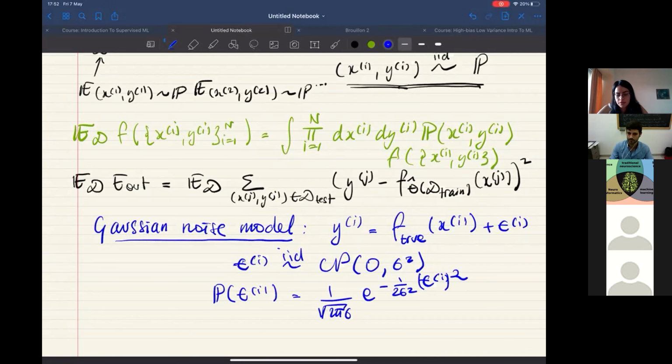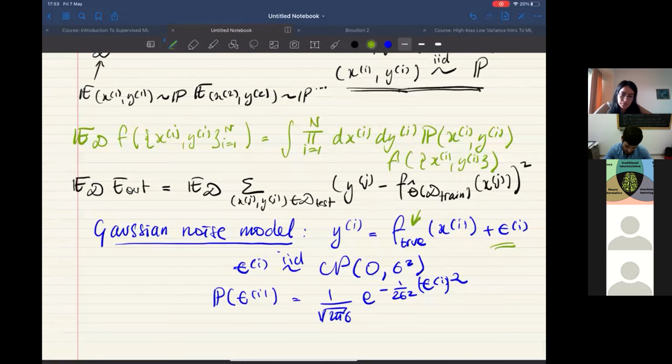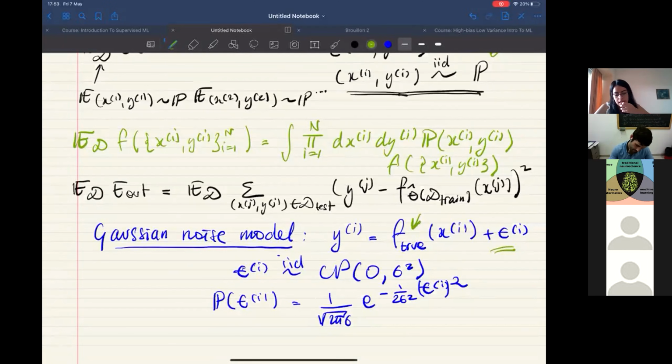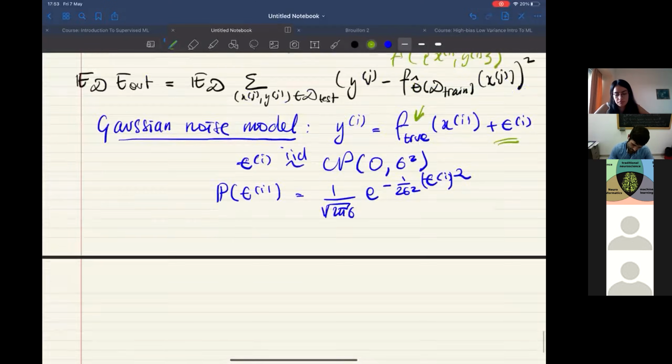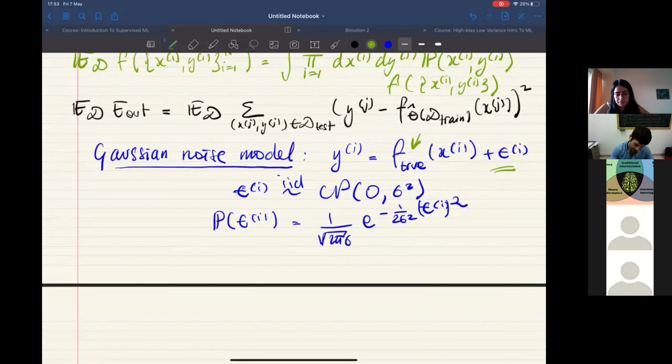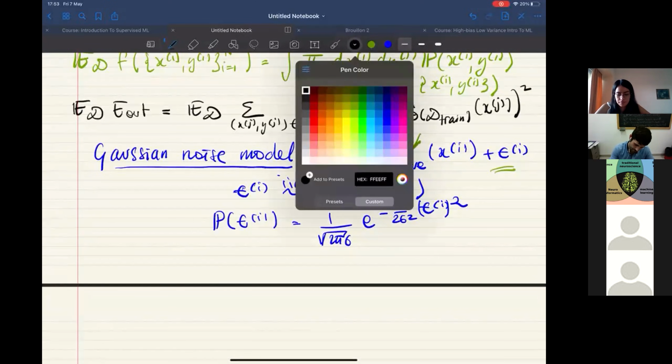So I will assume nothing on this function f true. This can be completely general, but I will assume that the noise is additive and Gaussian. It's the only thing I will assume, and this is a very generic assumption. All right. So if I do that, what do I obtain?